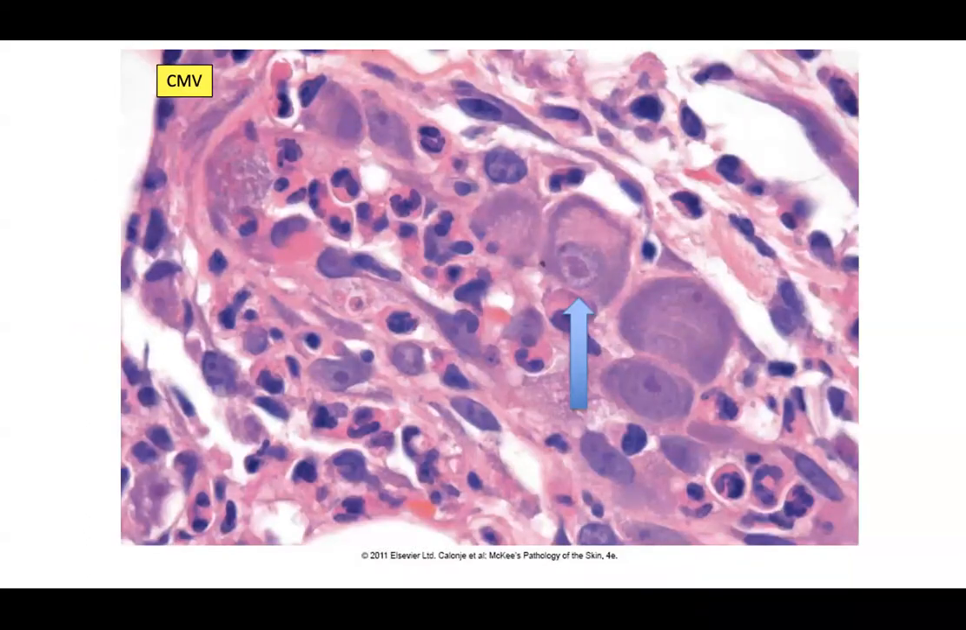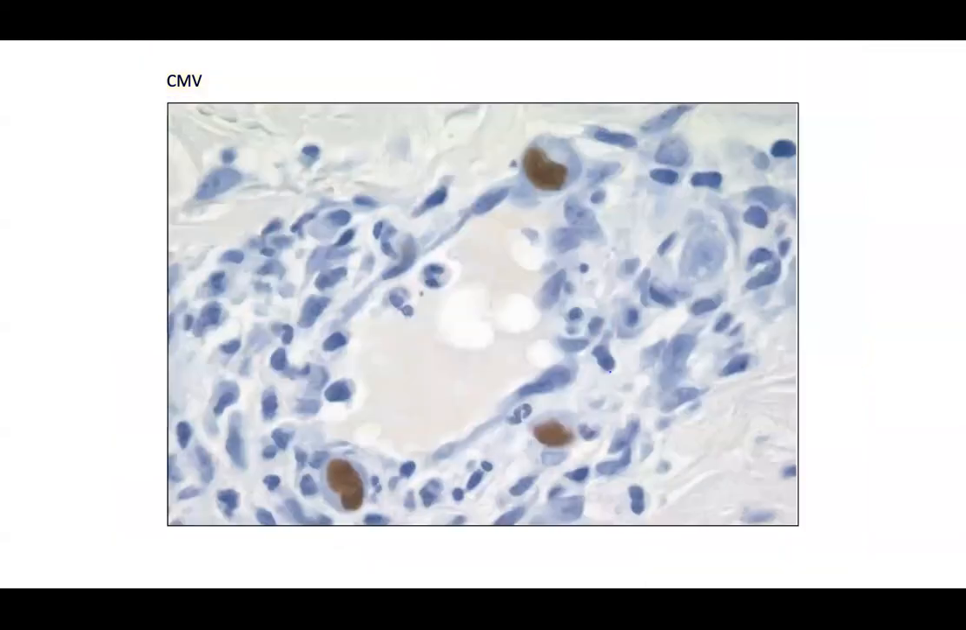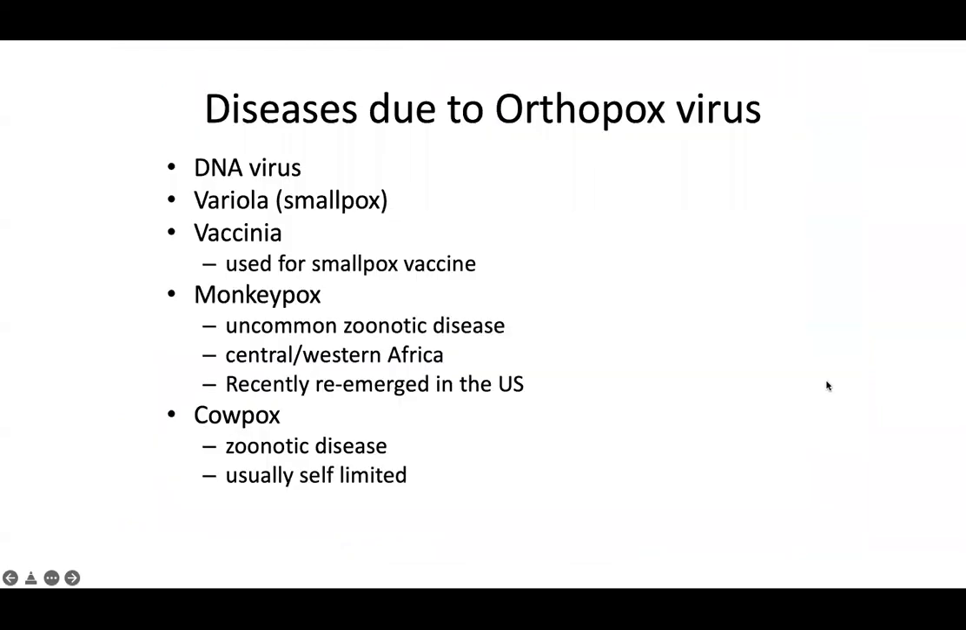On higher power, if you're lucky, you'll see some owl's eye appearance, as located by this arrow here, with prominent nucleoli, a very easy to see nuclear outline, and then this amphophilic to basophilic rim around the outer part of the enlarged cell. And then luckily we have the ability to stain, so we can stain for CMV and see that there's a positive signal within the nucleus of these owl's eye type cells.